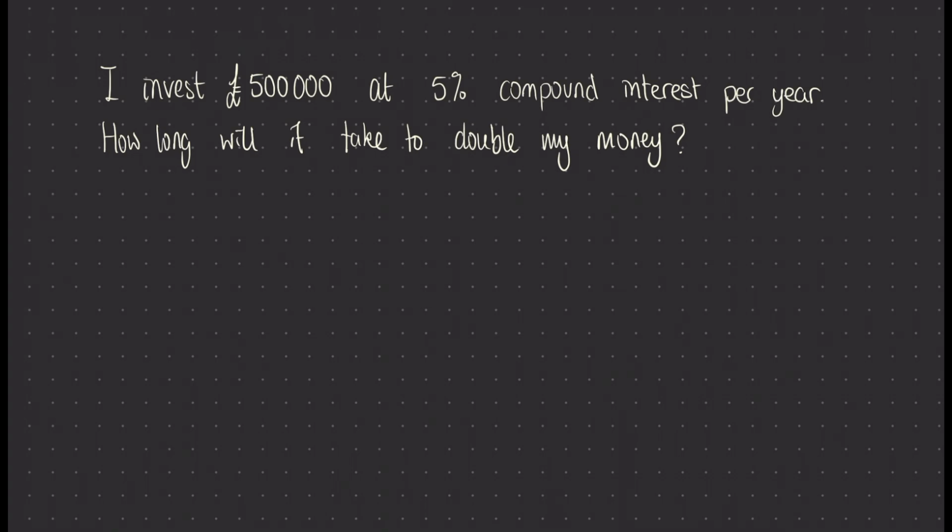So I'm going to start off with my initial value, which is 500,000, times that by my multiplying factor, which in this case is 1.05. However, I don't know how many years. I'm going to use n as that unknown variable. And on the other side, I'm going to have my final value, which is double my initial value, so that's 1 million. Let's divide both sides by 500,000.